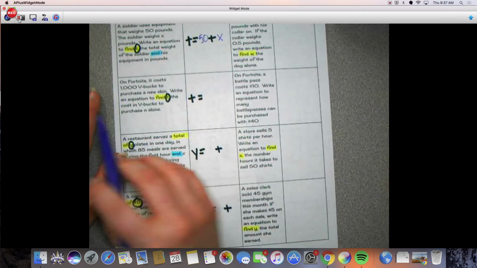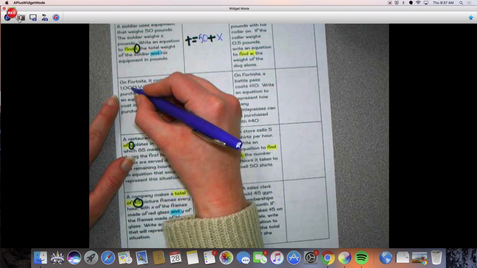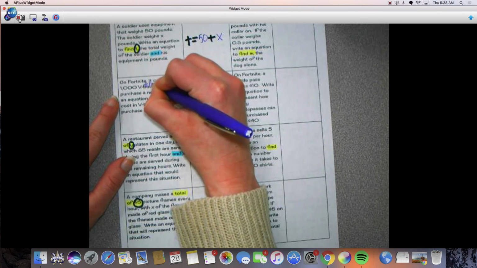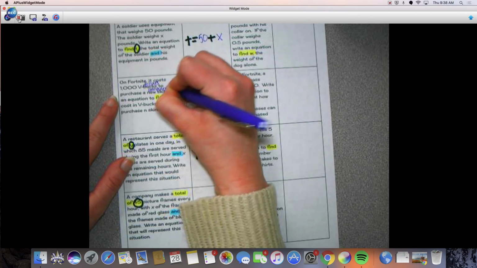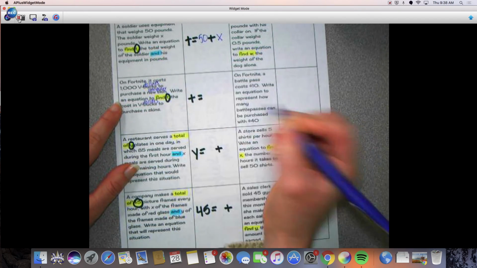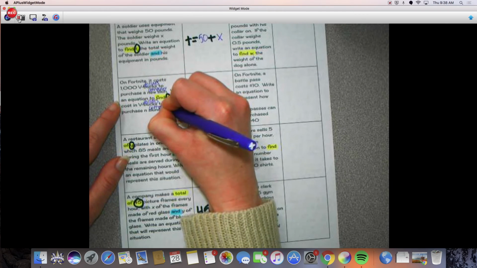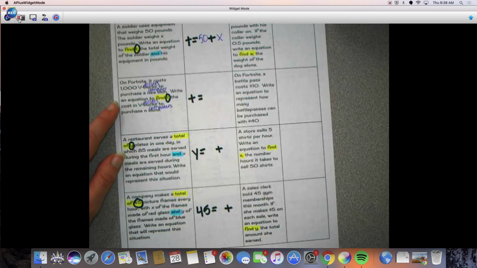So, let's say instead I'm talking about at the Apple store, it costs $1,000 to purchase a new computer. Write an equation to find the cost in dollars to purchase N computers. Well, if I purchase one computer, how much is it going to cost? $1,000. If I purchase 2 computers, how much is it going to cost? If I purchase 3 computers, how much is it going to cost? $3,000. What are you doing to get that answer?